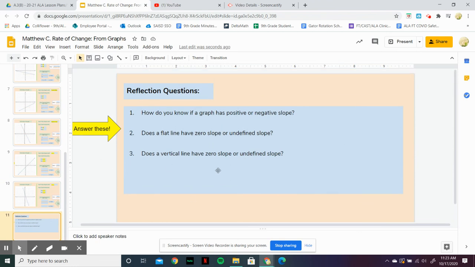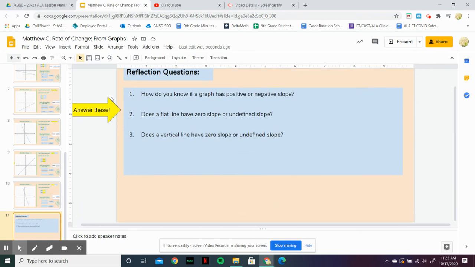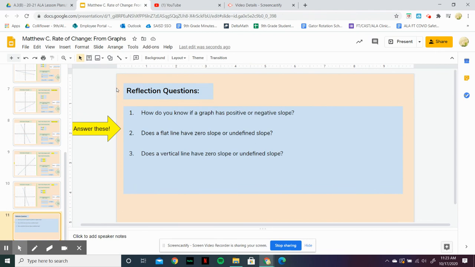Once you've answered the reflection questions, you will turn these slides into Canvas and you will begin the Delta Math practice activity of finding slope from graphs.